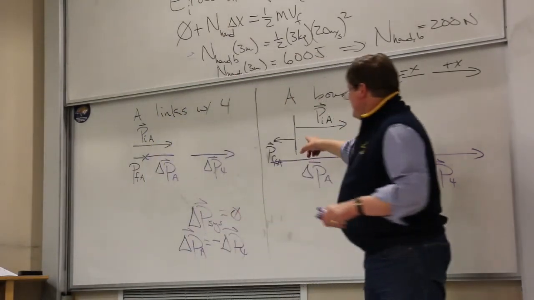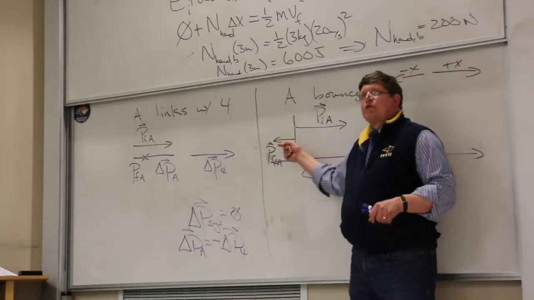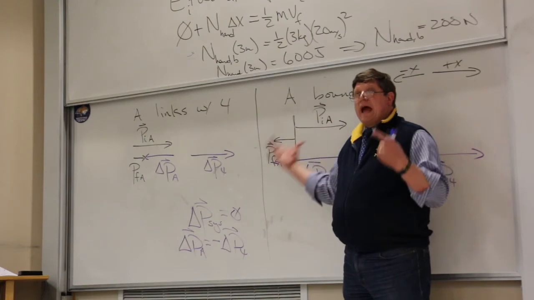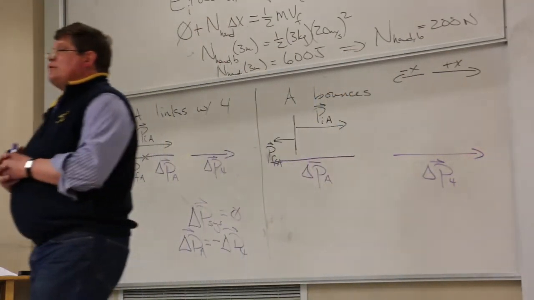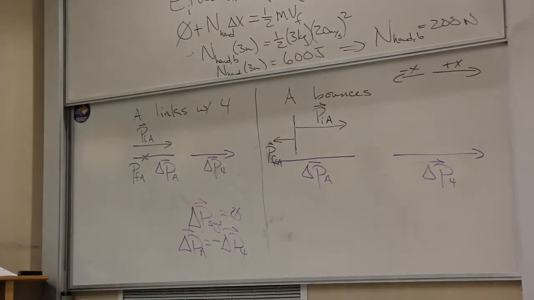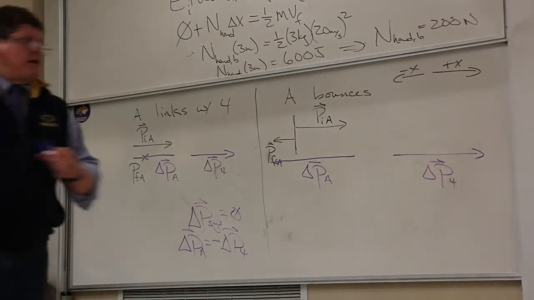Now, because vectors can go the other way, you can have a change in momentum that's bigger than the initial momentum. You can lose more than everything, okay, if it bounces.